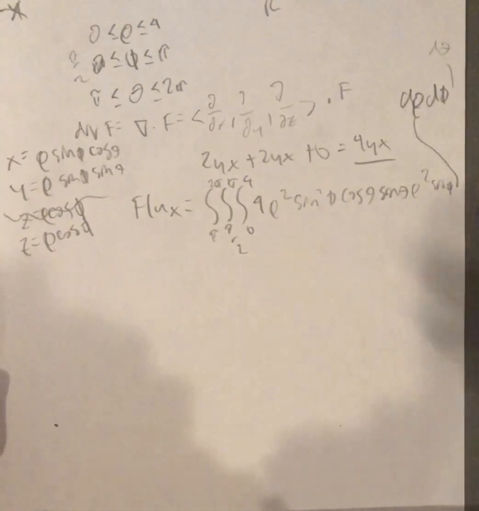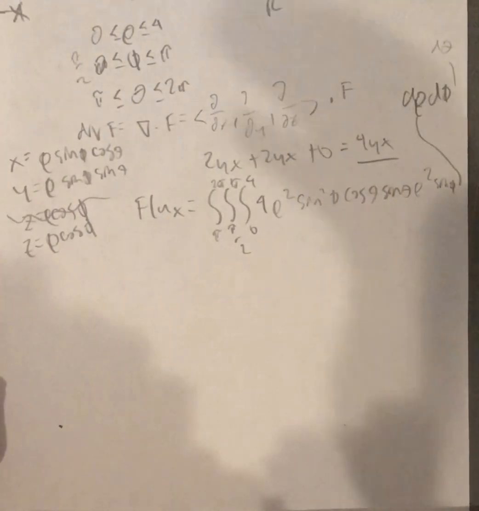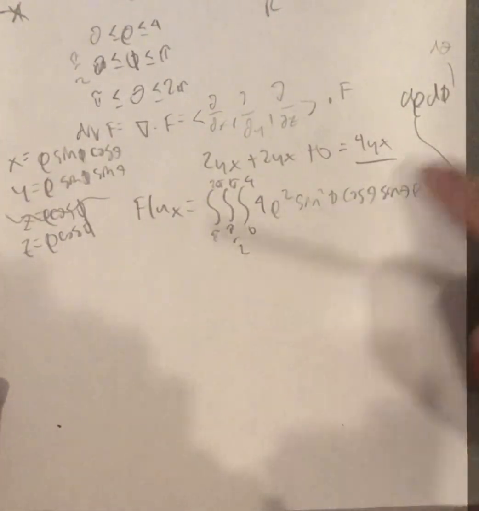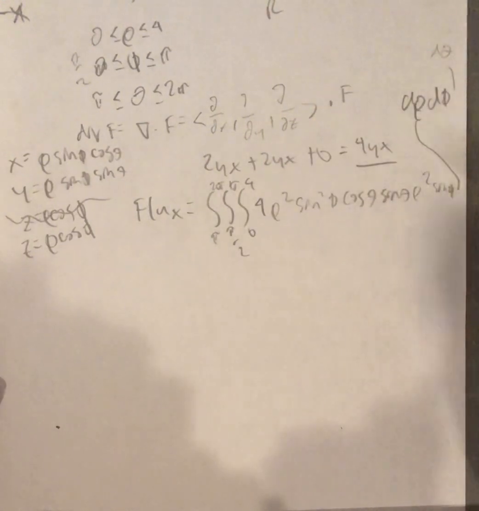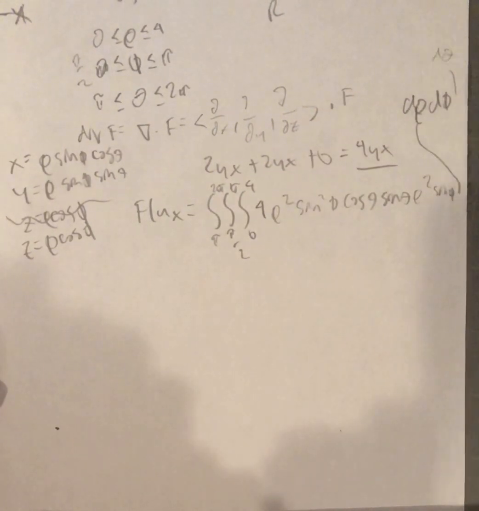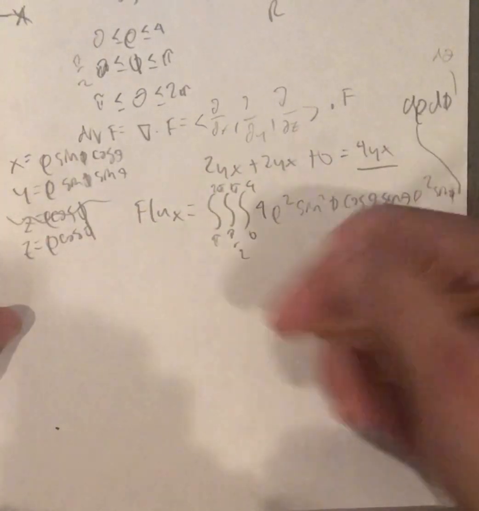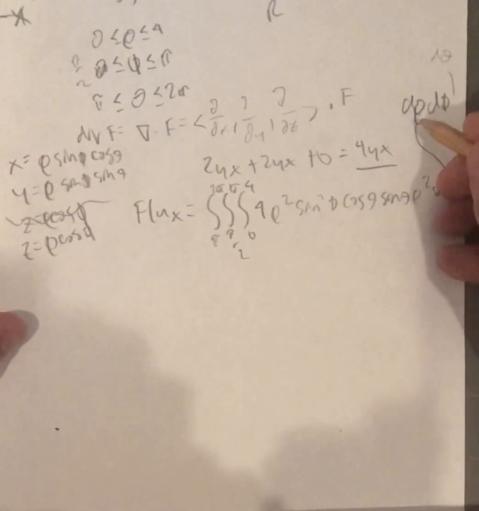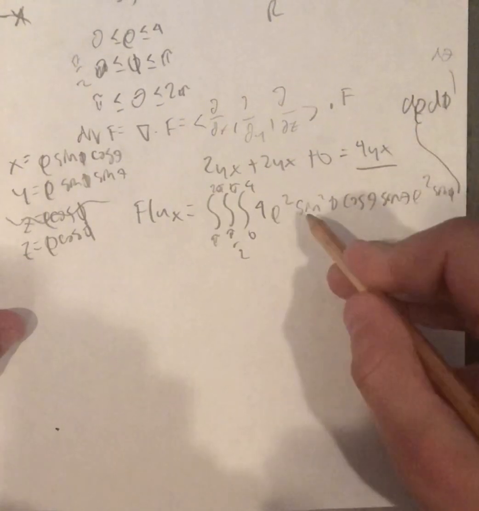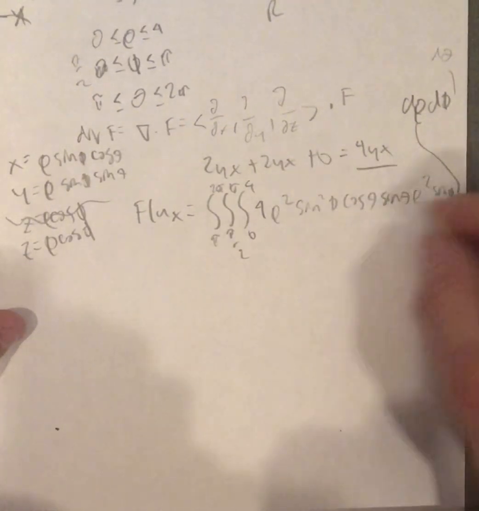And today this is part 2 of our flux problem, and we have this integral set up, and all we need to do is evaluate it, and that's what we'll be doing today in this video. So we have flux equals this triple integral. Now our first thing is we're integrating with respect to rho, so we can forget everything that isn't rho.